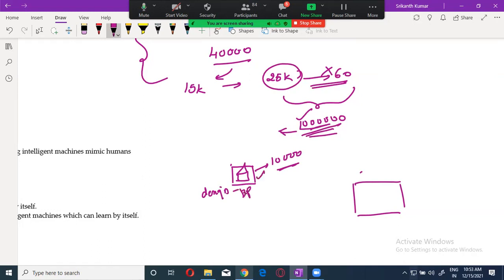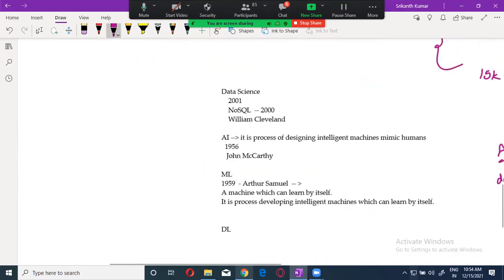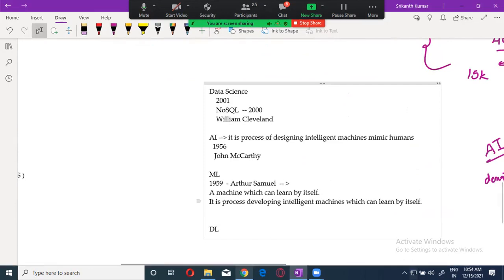Based on this, what will I do? Construct the house. Now, this is what my real house is. I can touch it. I can feel it. I can paint it. I can put my things. Now, this is your AI. And this is your ML. Got it? Got the difference? Now, what is the difference between AI and ML? AI is a pure concept, how an intelligent machine should be built. It is general. Machine learning is the one where you are implementing things, using the technology inside that.